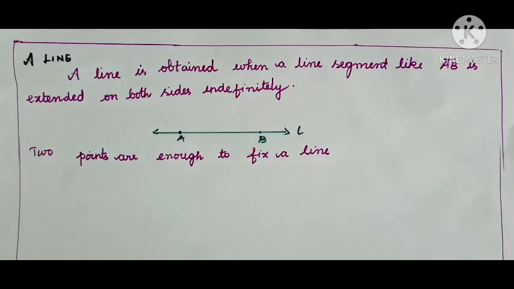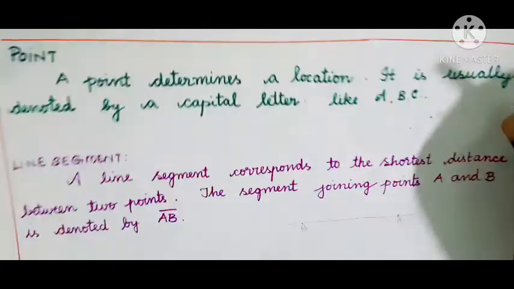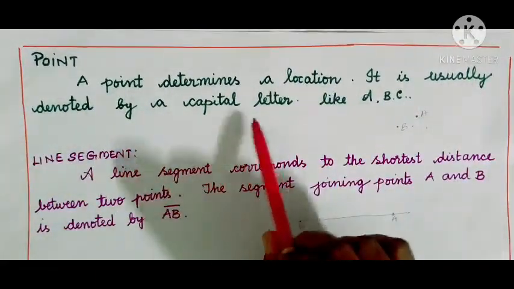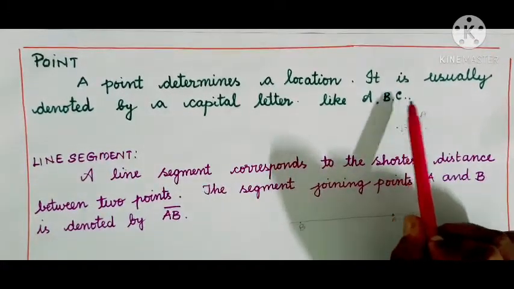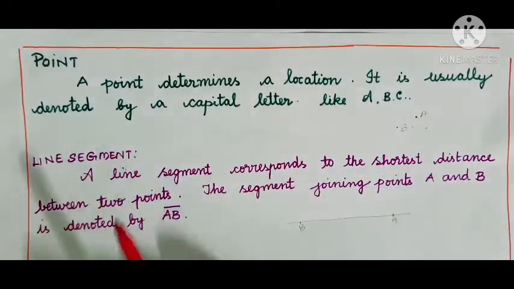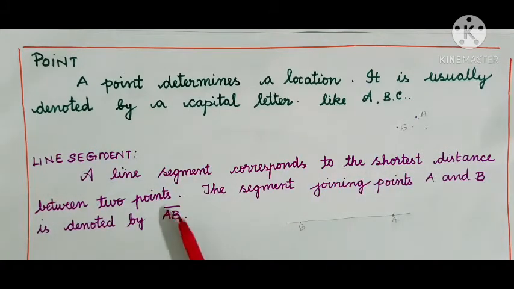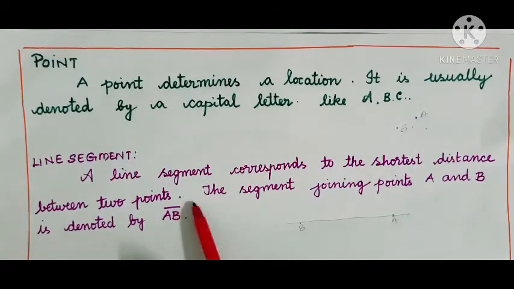So shall we recap these 3 points once again? Point. A point determines a location. It is usually denoted by a capital letter like A, B, C. Next, line segment. A line segment corresponds to the shortest distance between 2 points. So the segment joining points A and B is denoted by AB, with a bar on it.